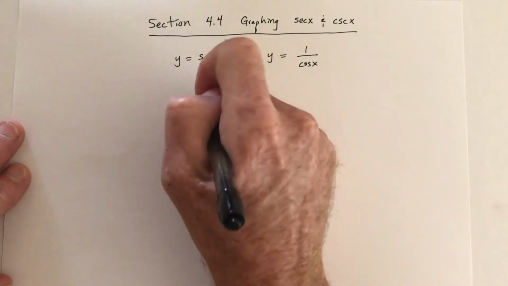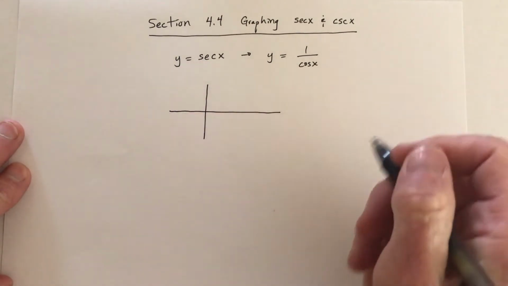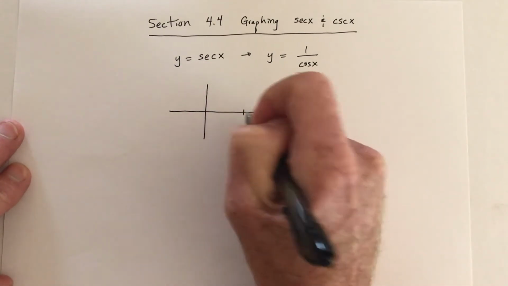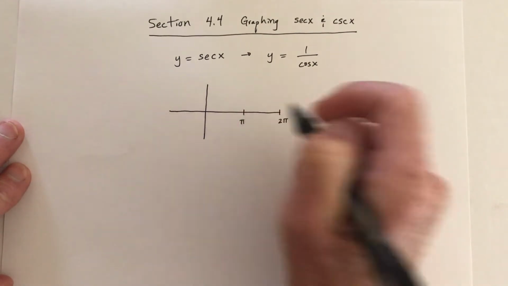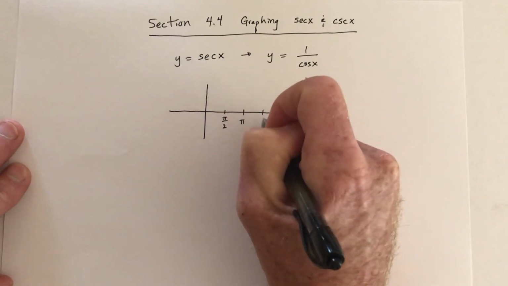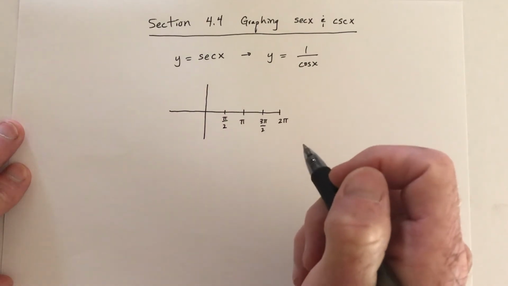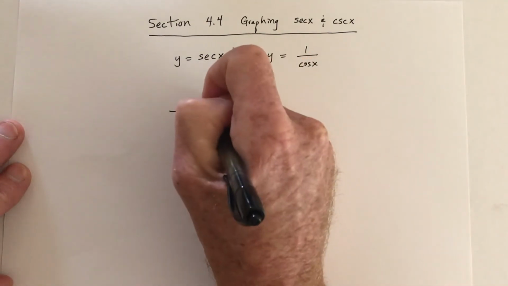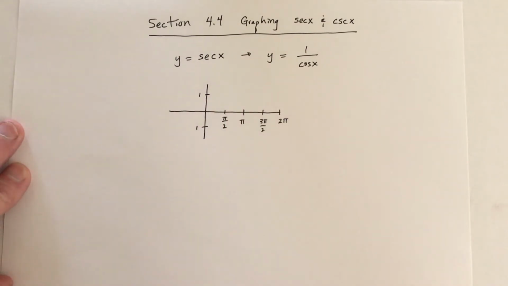So one way to graph it is go ahead and graph cosine. So going from 0 to 2 pi, right here is going to be pi. This is pi over 2. This is 3 pi over 2. And I'm just thinking about the graph of cosine. So that would go from negative 1 to 1 on the y-axis.